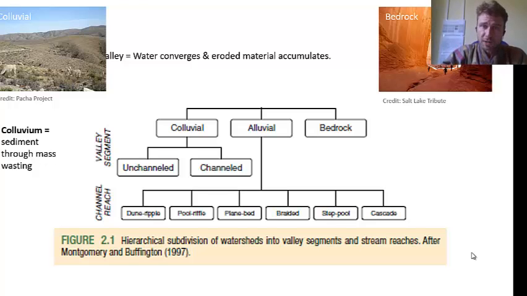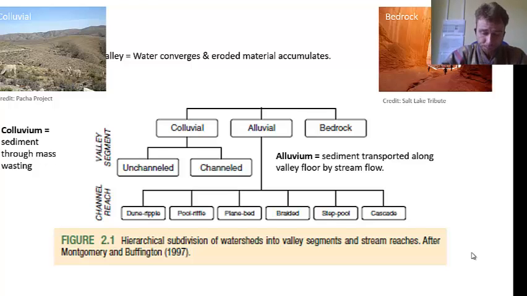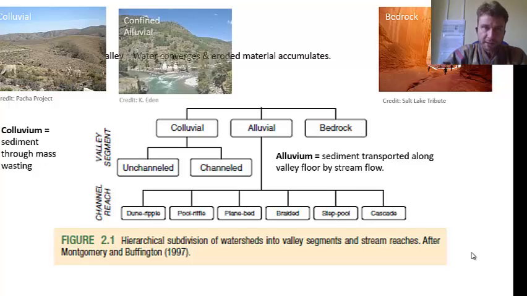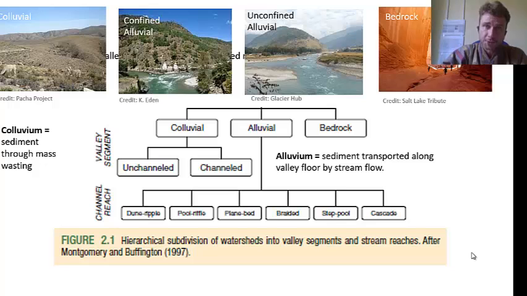But in the middle, we can talk about these things known as alluvial valleys. And alluvial valleys are dominated by alluvium, or sediment that's transported along the valley floor by stream flow. So alluvial valleys have sediment that's supplied from upstream sources and different waterways. And they're capable of sorting that sediment in erratic patterns. We can describe our alluvial valleys as either being confined, usually by geographic and geologic controls, or unconfined. And those are ones that can have well-developed floodplains.